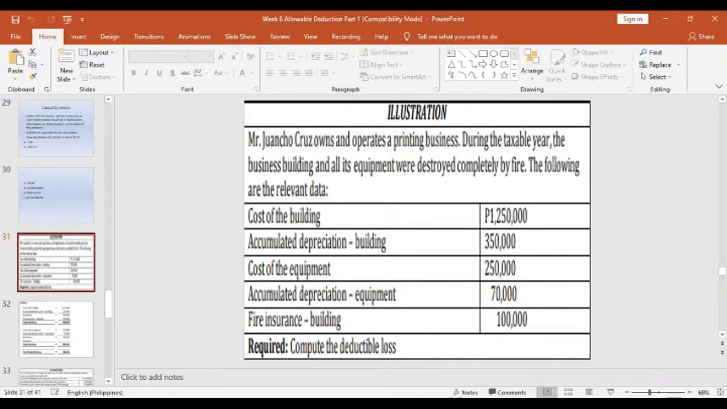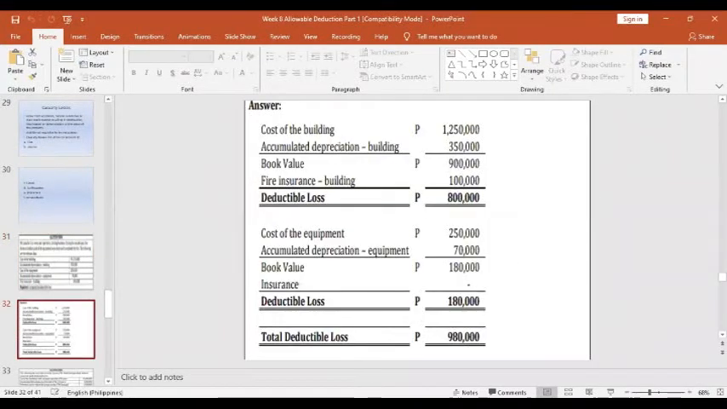Okay, so how do we compute the deductible loss? Of course, let us itemize. First is the cost of the building. This is a casualty loss because it suffered damage by the fire. The cost of building is 1,250,000, less accumulated depreciation for the building of 350,000. So the deductible loss on the building is 800,000.